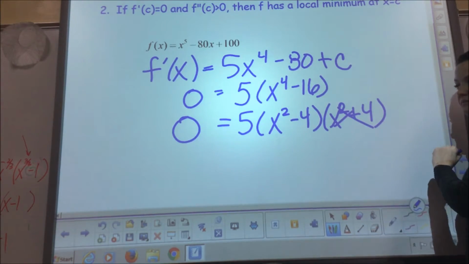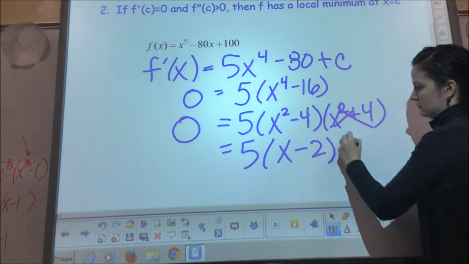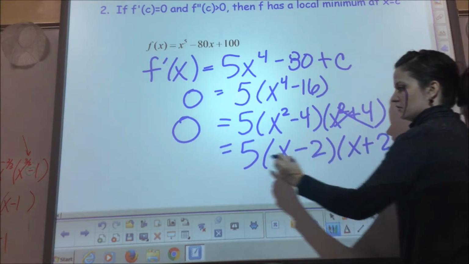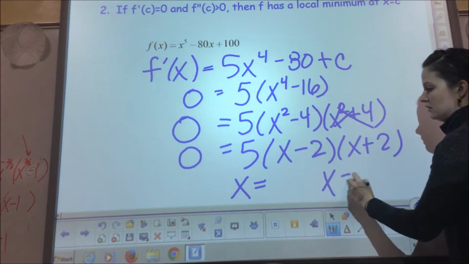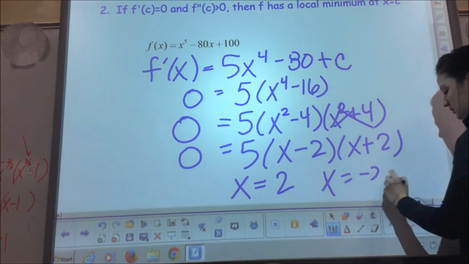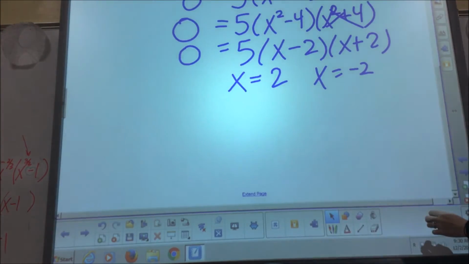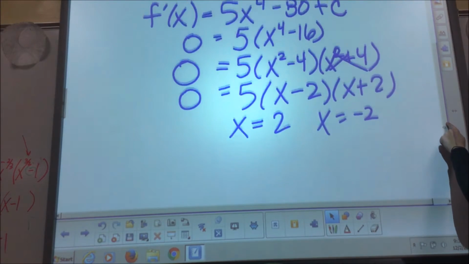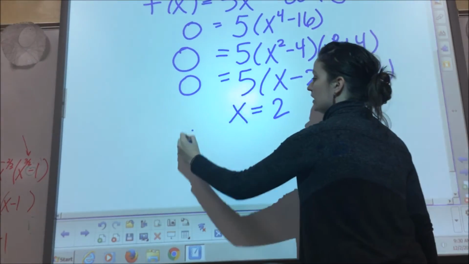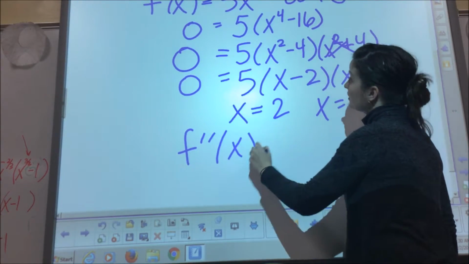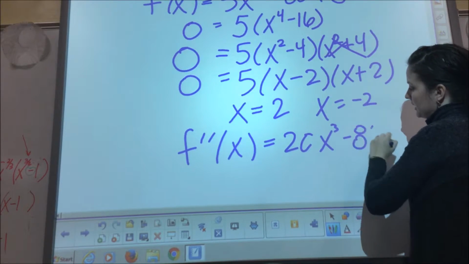And can we factor down x squared minus 4? Yeah, we sure can. x plus 2, x minus 2. So these are our critical points, but now instead of just doing the sign analysis, we can go right on, especially given that this is a polynomial. We're working with 5x to the fourth minus 80. We're going to be able to generate that second derivative really quickly. So that second derivative is just going to be 20x cubed minus 80.